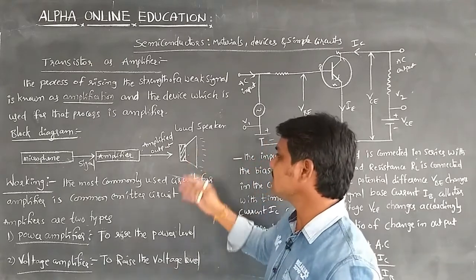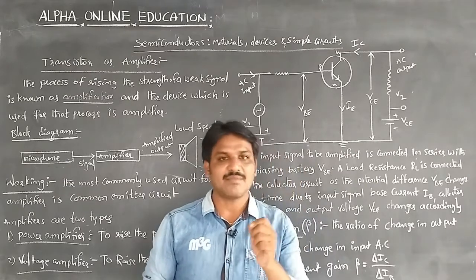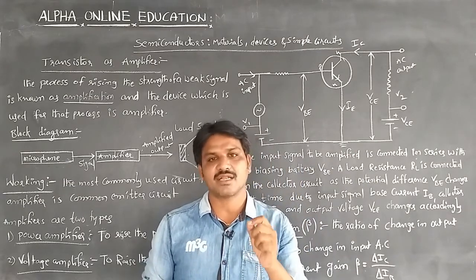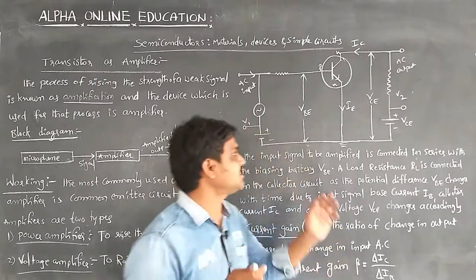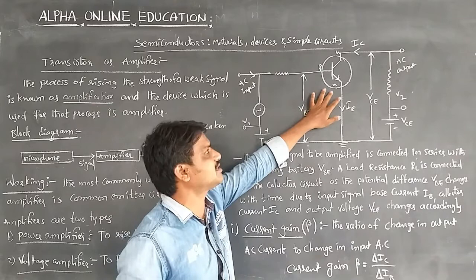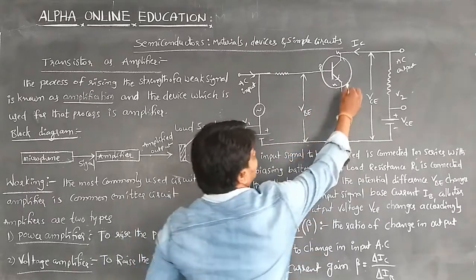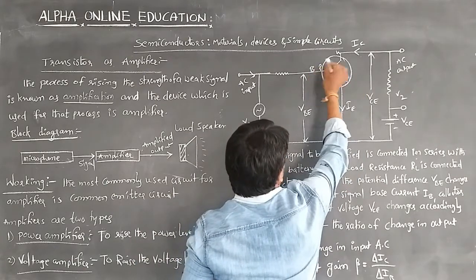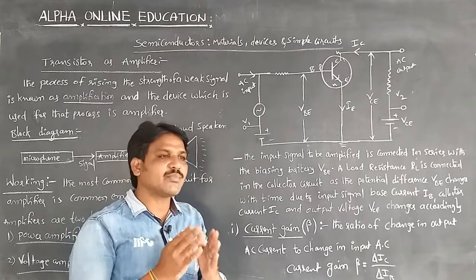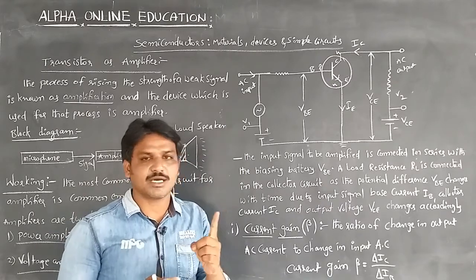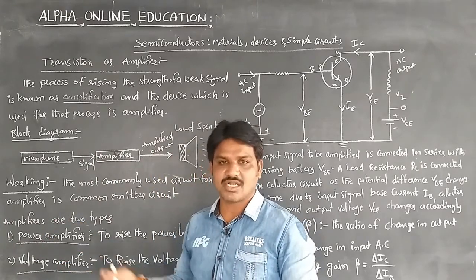Commonly, in the amplification process, the common emitter transistor is used most. This is the circuit diagram of an NPN transistor in the common emitter configuration: this is the emitter, this is the base, and this is the collector. There are two types of amplifiers: the current or power amplifier, and the voltage amplifier.